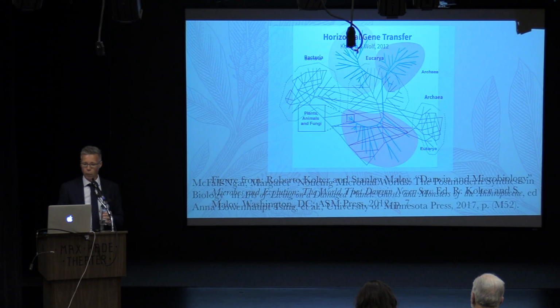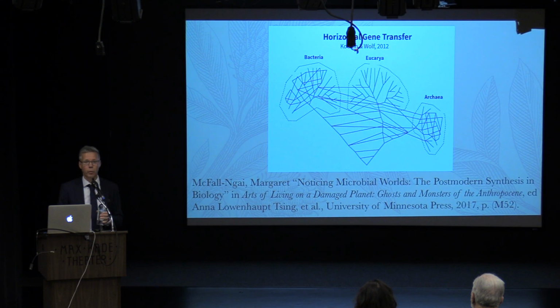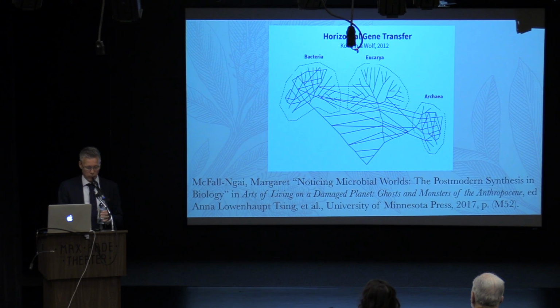And this image is from an article by Margaret McFall-Ngai, one of the most prolific voices of new microbiology, and she gets it from Kunin and Wolf, as you can see. You can see the 3 domains overlapping. There's constant exchange and contact, and these 3 domains inhabit each other and depend on each other. And humans are, just like cats, ants, or roses, as argued by late microbiologist Lynn Margulis, a system made up of a multitude of interdependent beings.